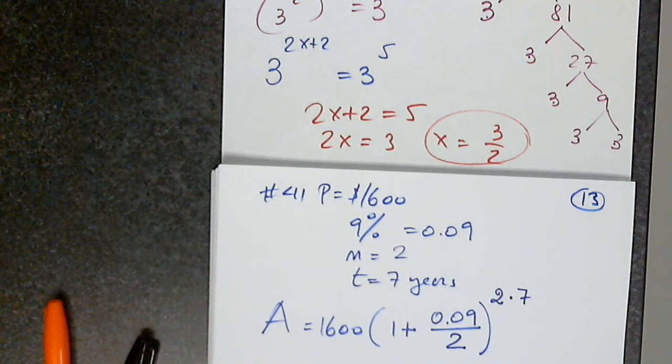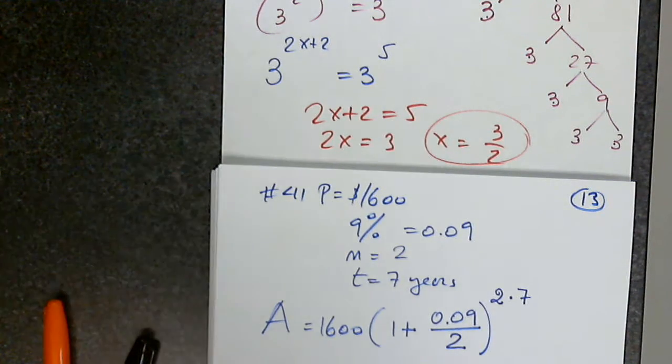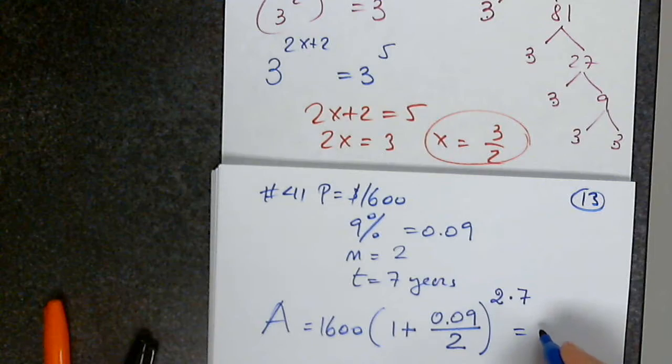We can't do this by hand. So 1,600, in parentheses 1 plus 0.09 divided by 2, close the parenthesis, caret. I recommend parentheses for the power always: 2 times 7, close the parenthesis and press enter. So in 7 years, our account grew to 2963.11.